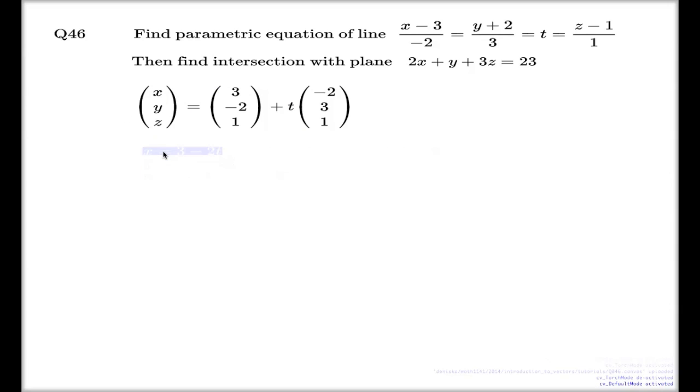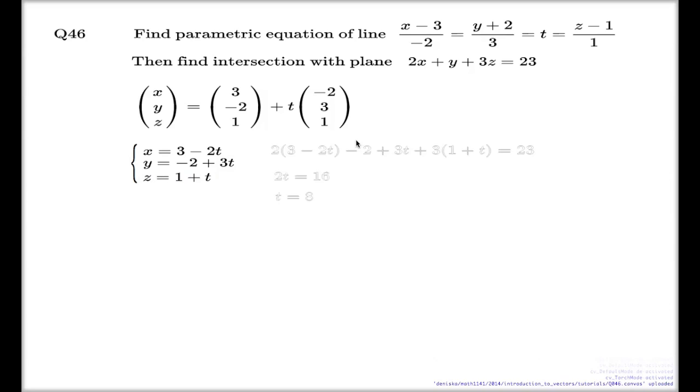Here we go. Here's the expression for x: 3 take double t. Here's the expression for y: -2 and 3 of t. And here's the expression for z, which is 1 plus t. All of these now go into the equation of the plane. Expression for x in here, expression for y in here, expression for z in here.